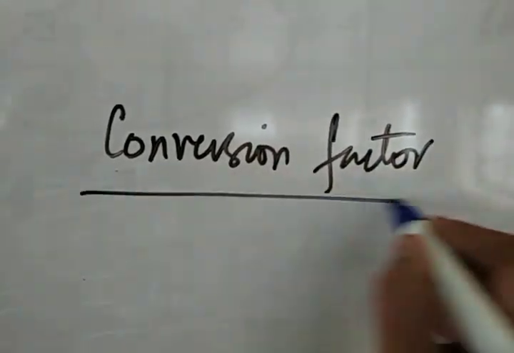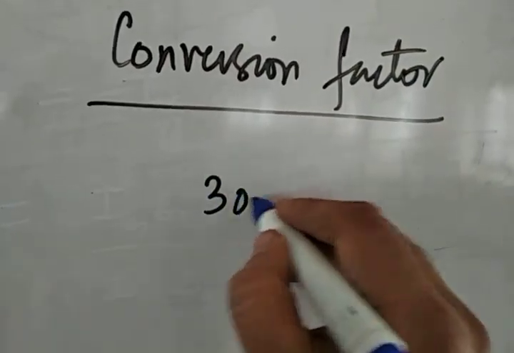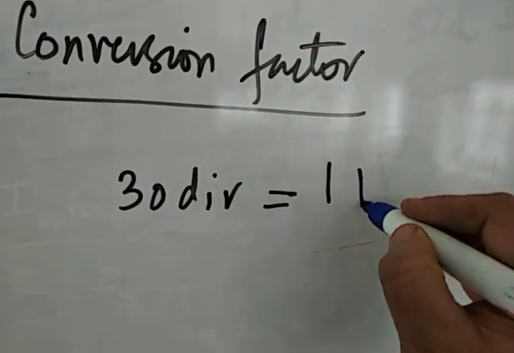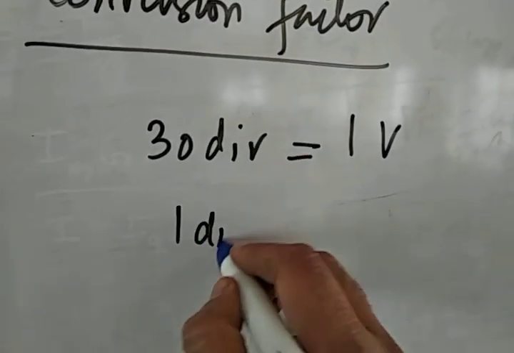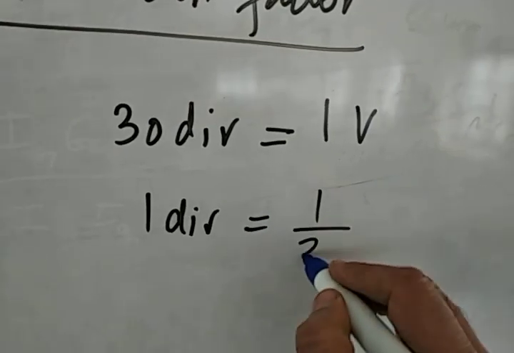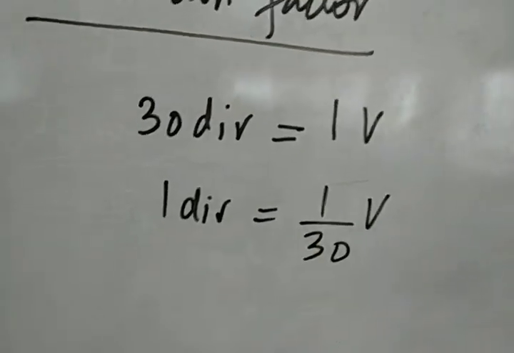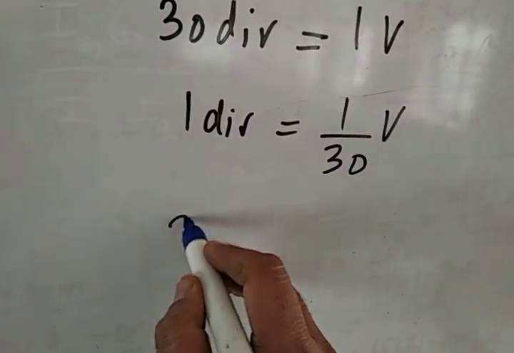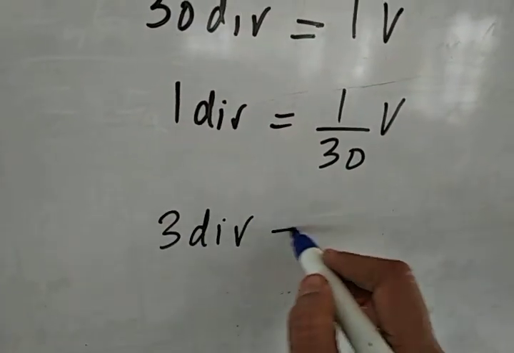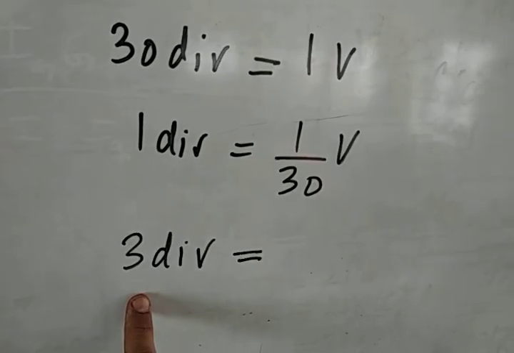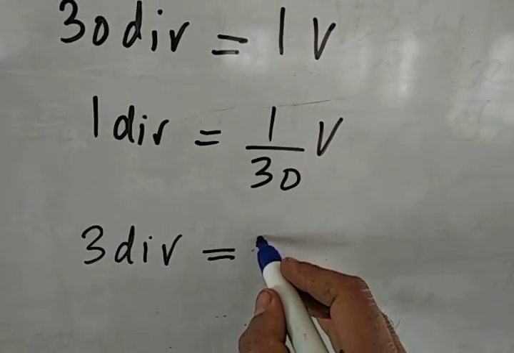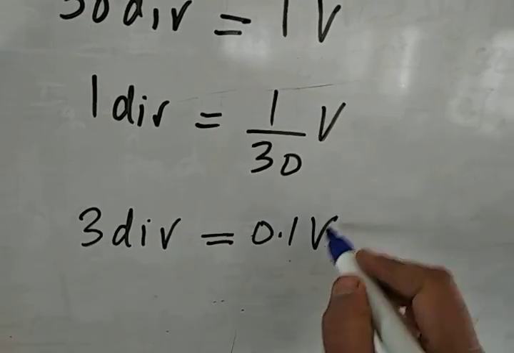How can I find that conversion factor? It is simply that 30 divisions of the galvanometer would mean 1 volt. So 1 division means 1 divided by 30 volts. Which simply means that if you have, say, 3 divisions deflection on a galvanometer, it would represent a voltage of 0.1 volts.